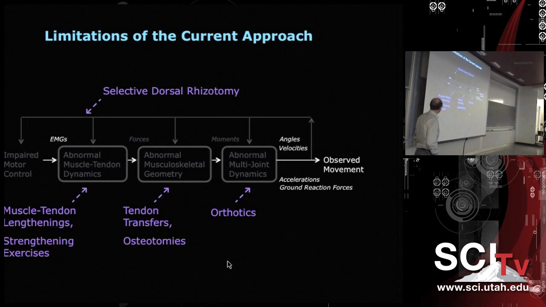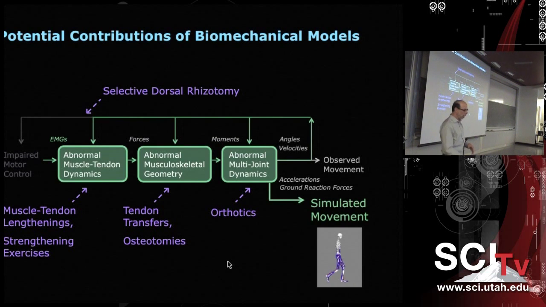The problem is further complicated when you think about treatments like muscle tendon lengthening, strengthening exercises, bony surgeries, osteotomies, tendon transfers, braces, neurosurgery. They affect parts of the system for which we have no measurements. So what we're trying to do is complement experimental approaches by bringing biomechanical models into the picture and having mathematical models of normal and abnormal muscle tendon dynamics, normal and abnormal geometry, and normal and abnormal motion so that we can establish the effect of abnormal excitation and we can simulate the effect of all these various treatments on motion.